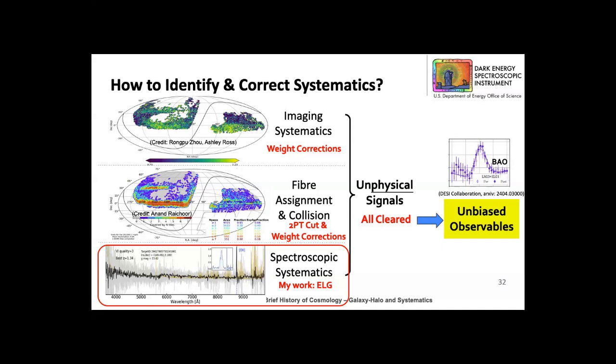You have systematics because your coverage is not uniform. You have systematics because it's not only not uniform in coverage, but also in density. And also you may have collisions of fibers. There are places you cannot observe because otherwise your fibers will collide. So you also have to take that into account.